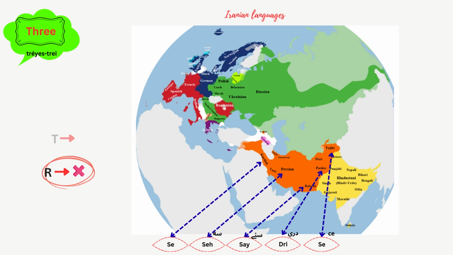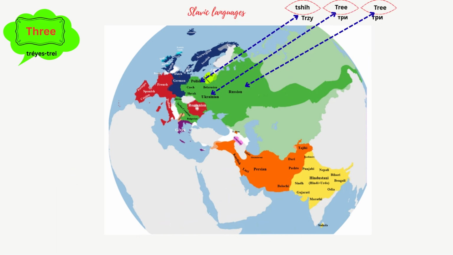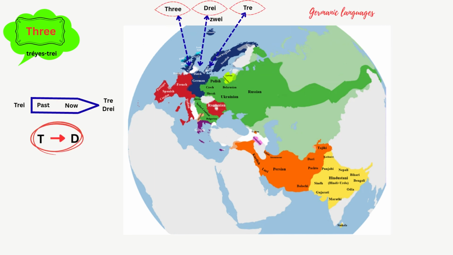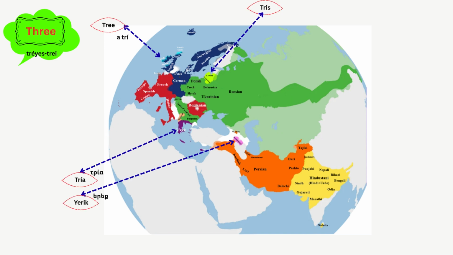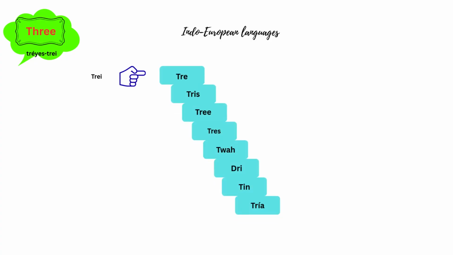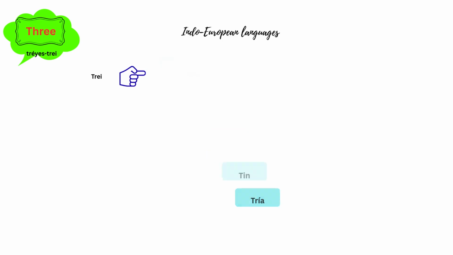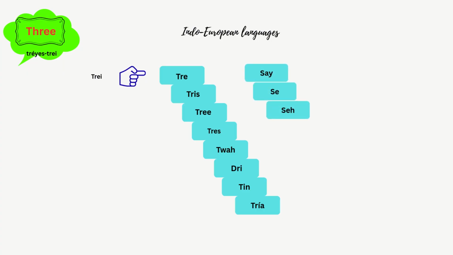We can also see the Slavic forms here, which generally preserve the original TR sound. Germanic languages mostly keep the T at the beginning, although in some dialects or historical stages it may have shifted toward D. In the Romance languages, Spanish, French, and Italian, the forms tres, trois, and tre also reflect the ancient root. And we can see similar forms in the Baltic languages, Armenian, Irish, and Greek. Overall, the Indo-European family splits into two main patterns for the number 3, languages beginning with T or D, and languages beginning with S, such as say.